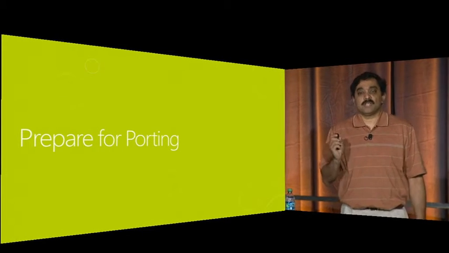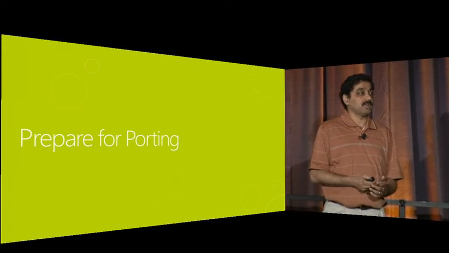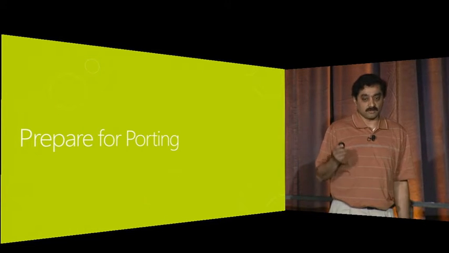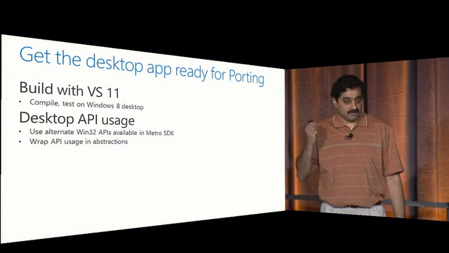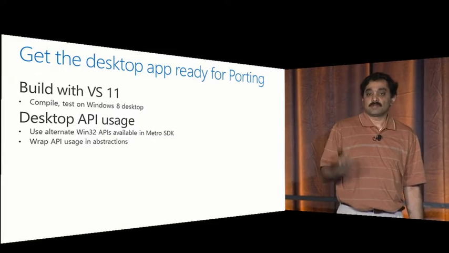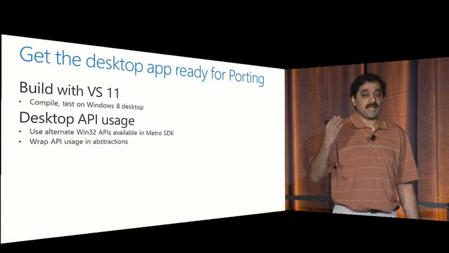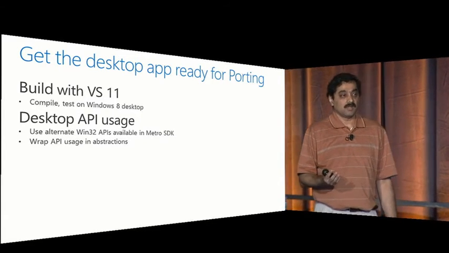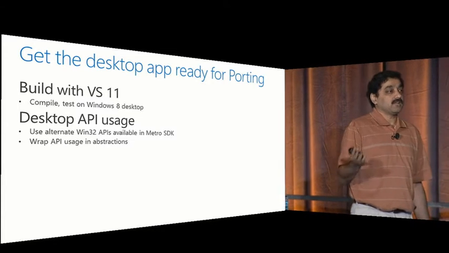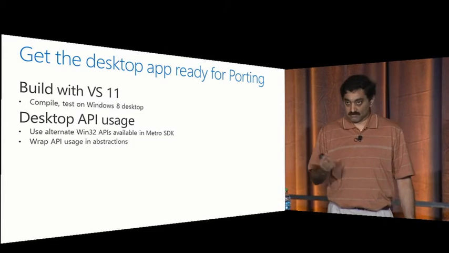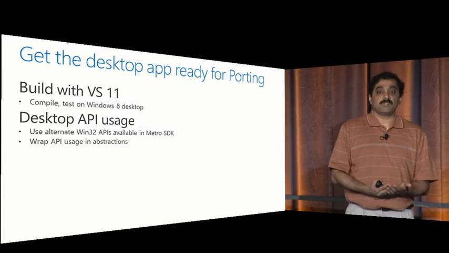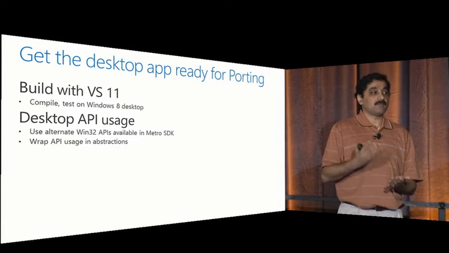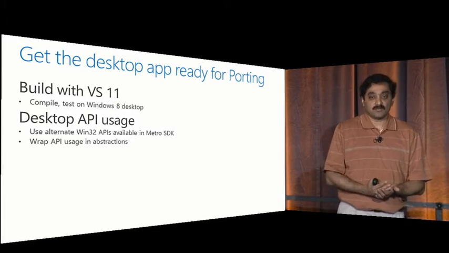Let's talk about, even before you start porting, what can you do to help with moving your apps to Metro? So first thing, build your apps with VS11. Because as you start targeting Metro, you have to build with the VS11 compilers. So build with the VS11 product. Build your desktop app with VS11. Test it on Windows 8.